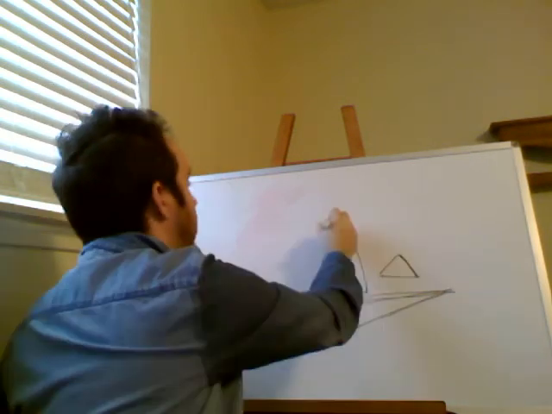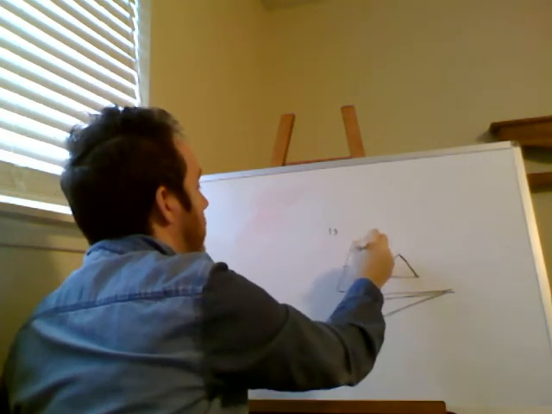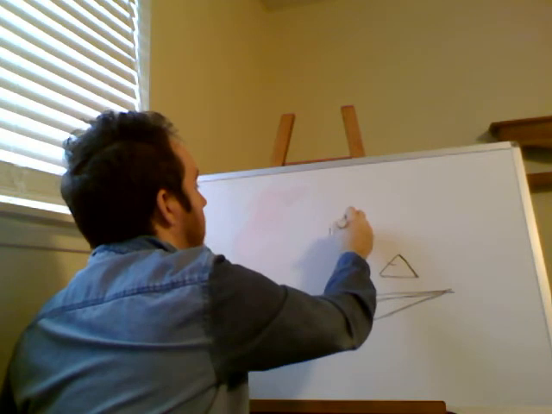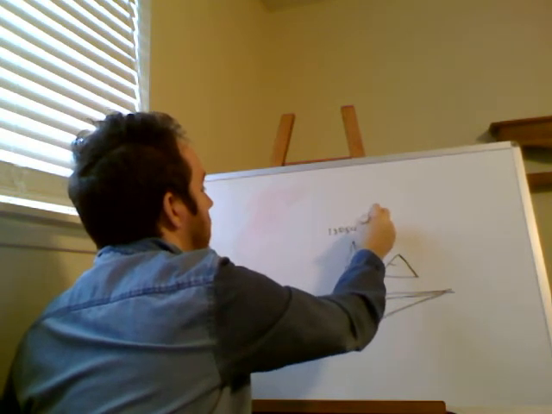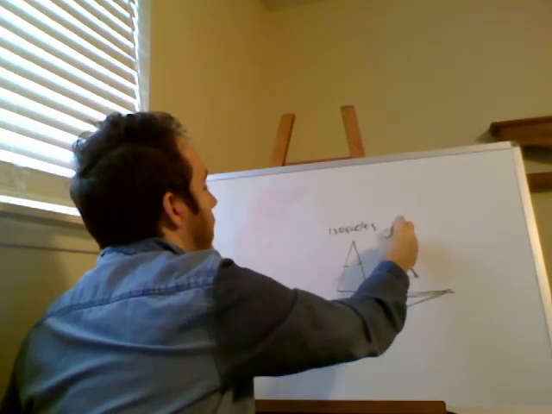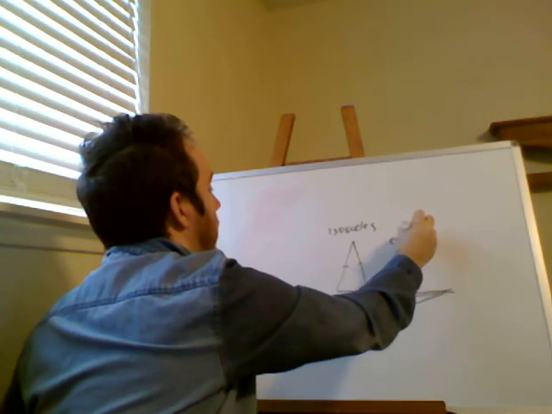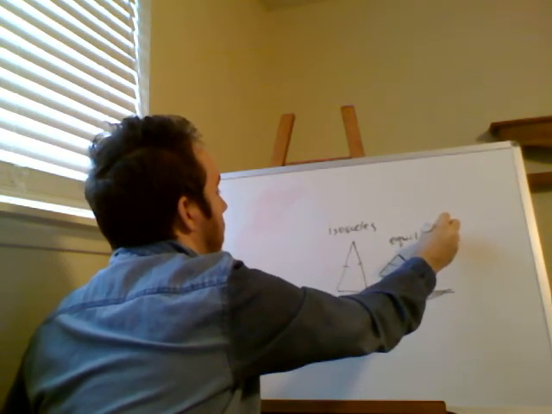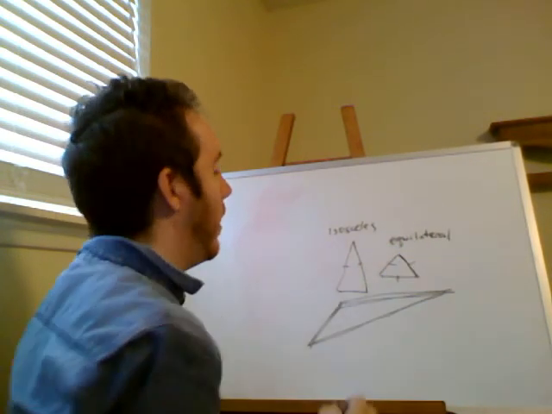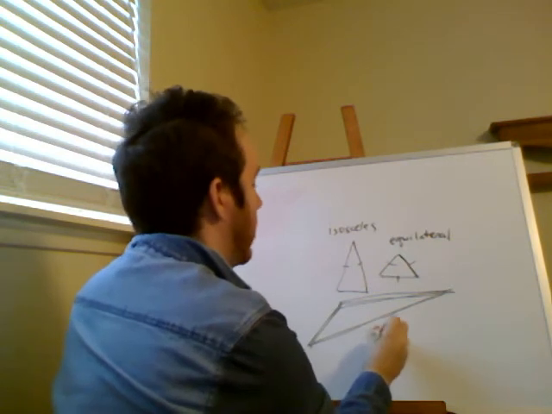And so this is an isosceles. These two are equal. Isosceles. If all three are equal, they are called equilateral. And if none of them are the same, then we call them scalene.